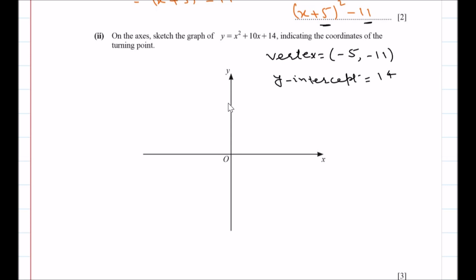Now we'll show 14 here. So let me show 14 here. -5, -11. So we go about -5 here, -11. So here, right? So then our vertex is here. Okay. So first join this. You know that the shape will be a parabola. So we'll draw a freehand curve.